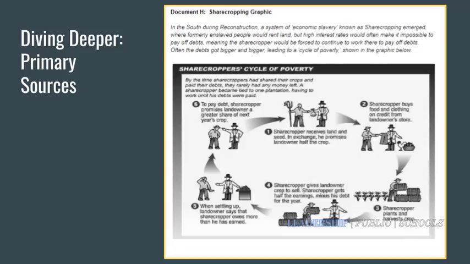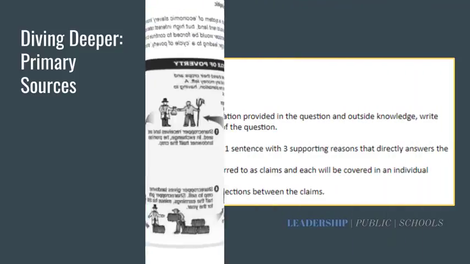Document H is a sharecropping graphic showing how sharecropping worked as an economic system to maintain white supremacy and the enslavement of African Americans. The caption reads, "In the South during Reconstruction, a system of economic slavery known as sharecropping emerged, where formerly enslaved people would rent land, but high interest rates would often make it impossible to pay off debts, meaning the sharecropper would be forced to continue to work there to pay off debts. Often the debts got bigger and bigger, leading to a cycle of poverty shown in the graphic below."